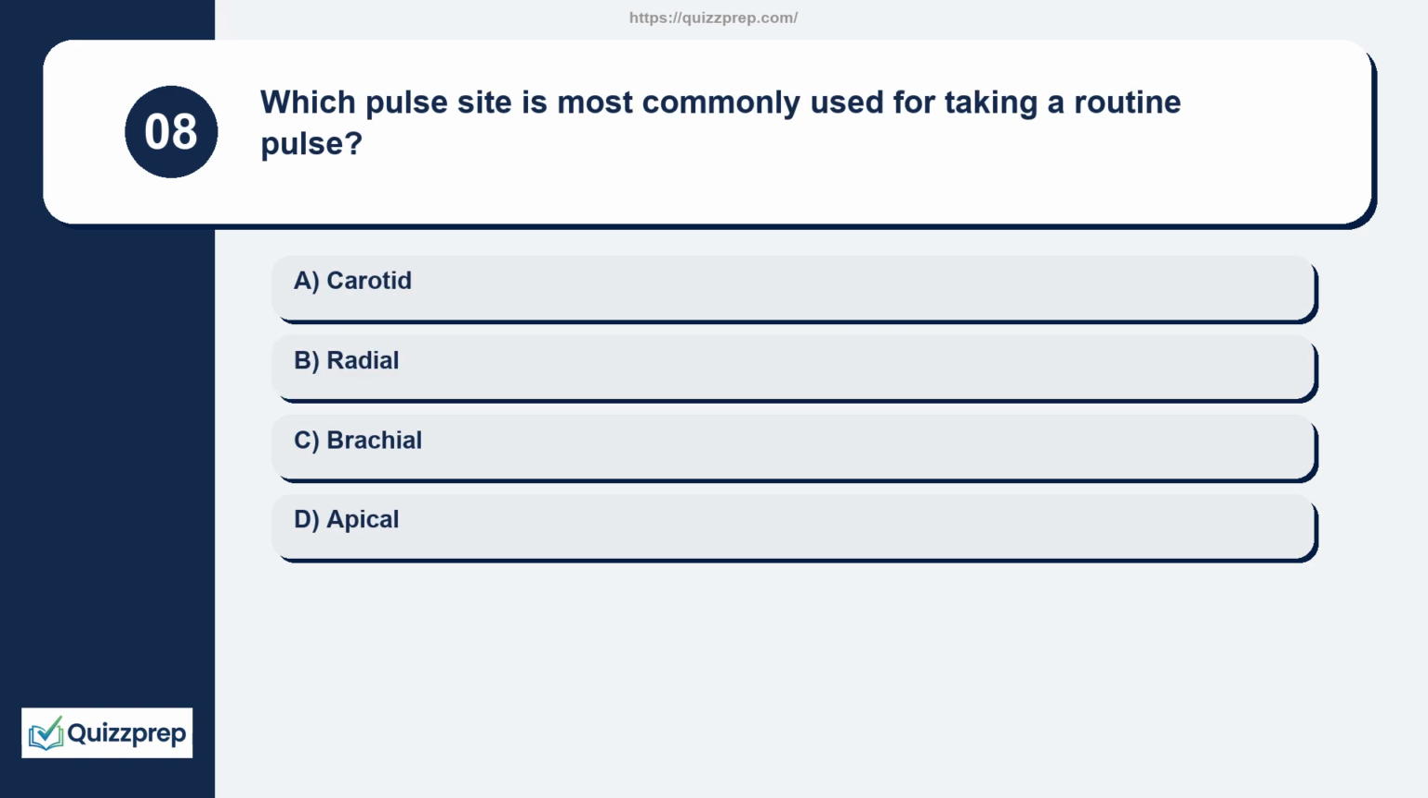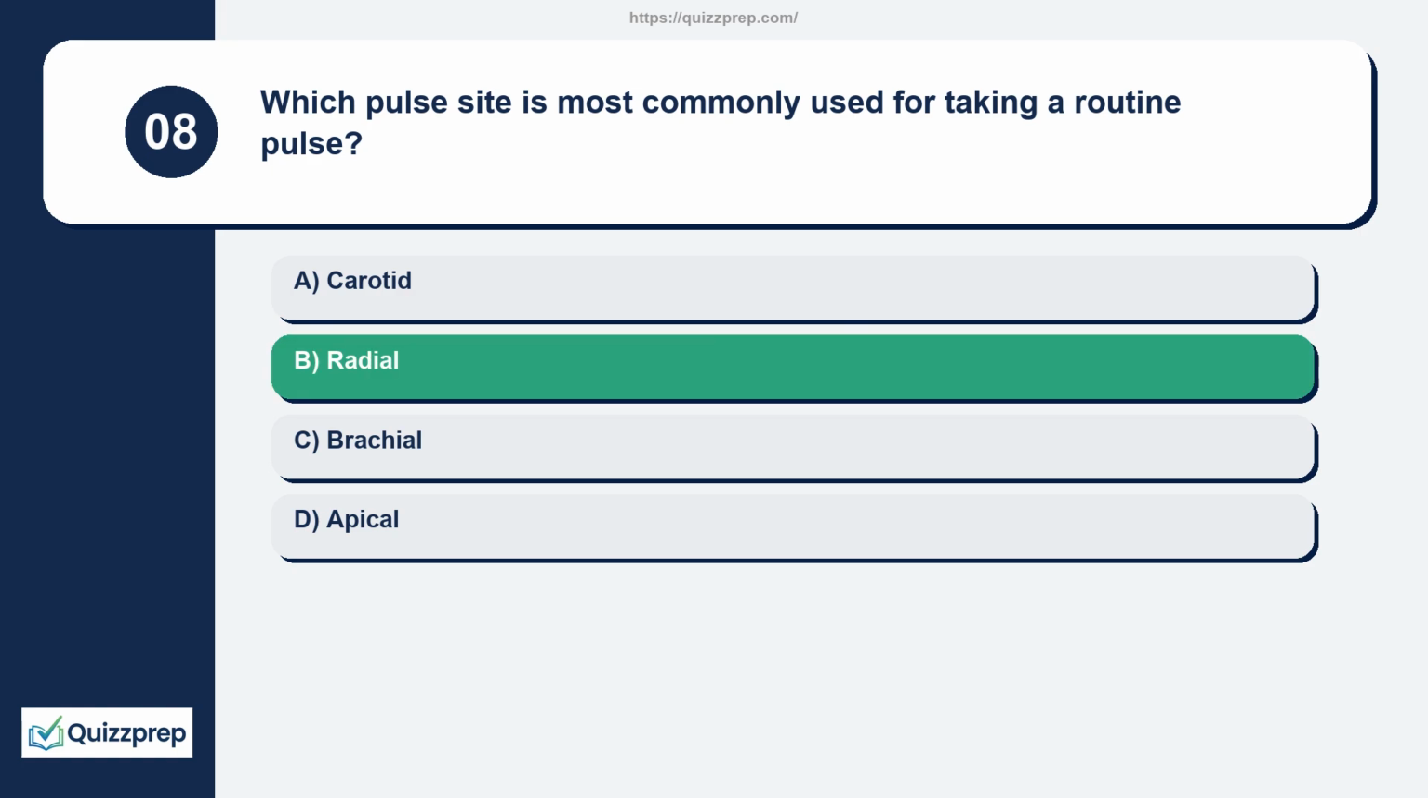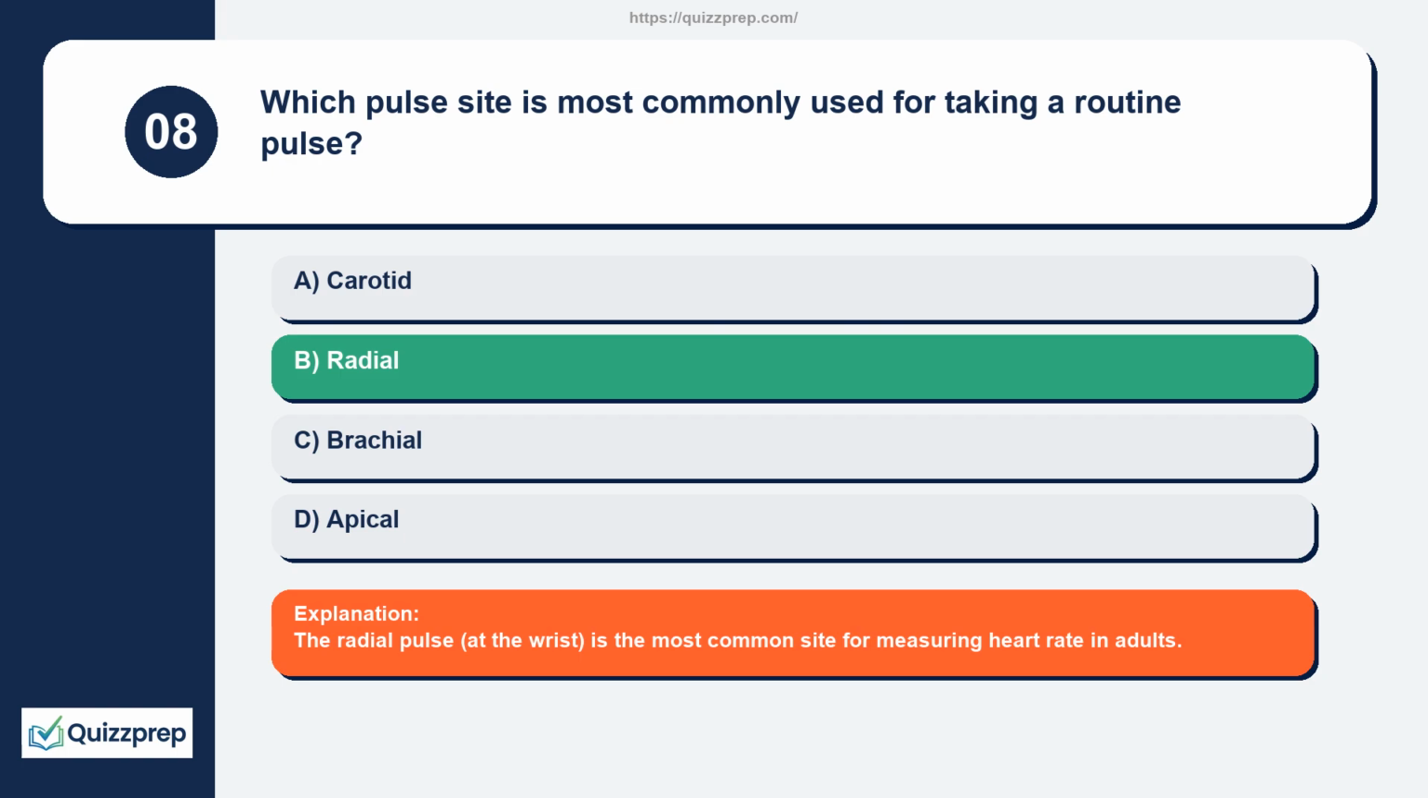Question 8. Which pulse site is most commonly used for taking a routine pulse? Carotid, radial, brachial, apical. The radial pulse, at the wrist, is the most common site for measuring heart rate in adults.